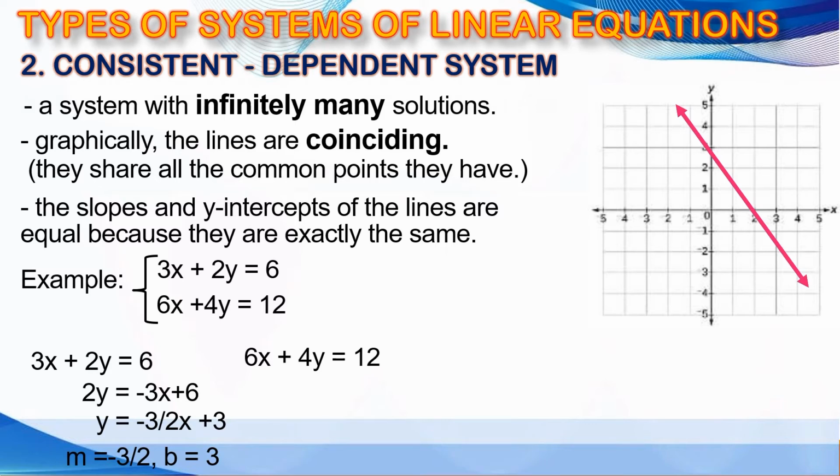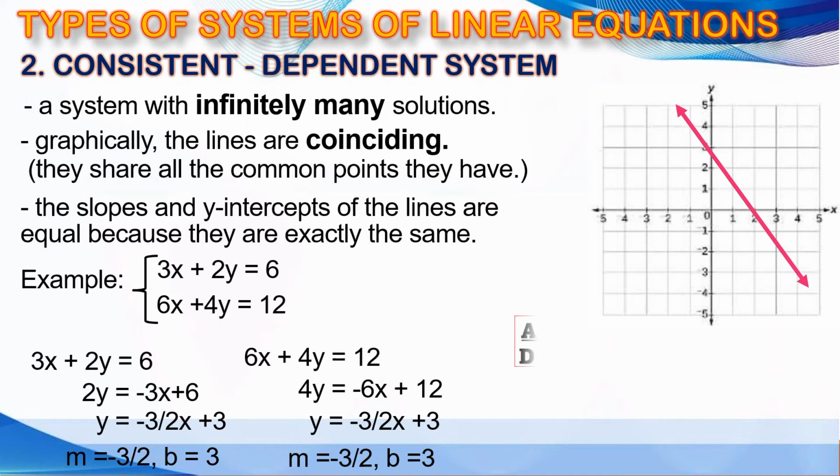For the second equation, we have 6x plus 4y equals 12. Rewriting it in slope-intercept form, we have 4y equals negative 6x plus 12. Dividing both sides of the equation by 4, we have y equals negative 3 halves x plus 3. So the slope is negative 3 halves and the y-intercept is 3. If we compare the slopes and the y-intercepts of the two equations, they are the same.